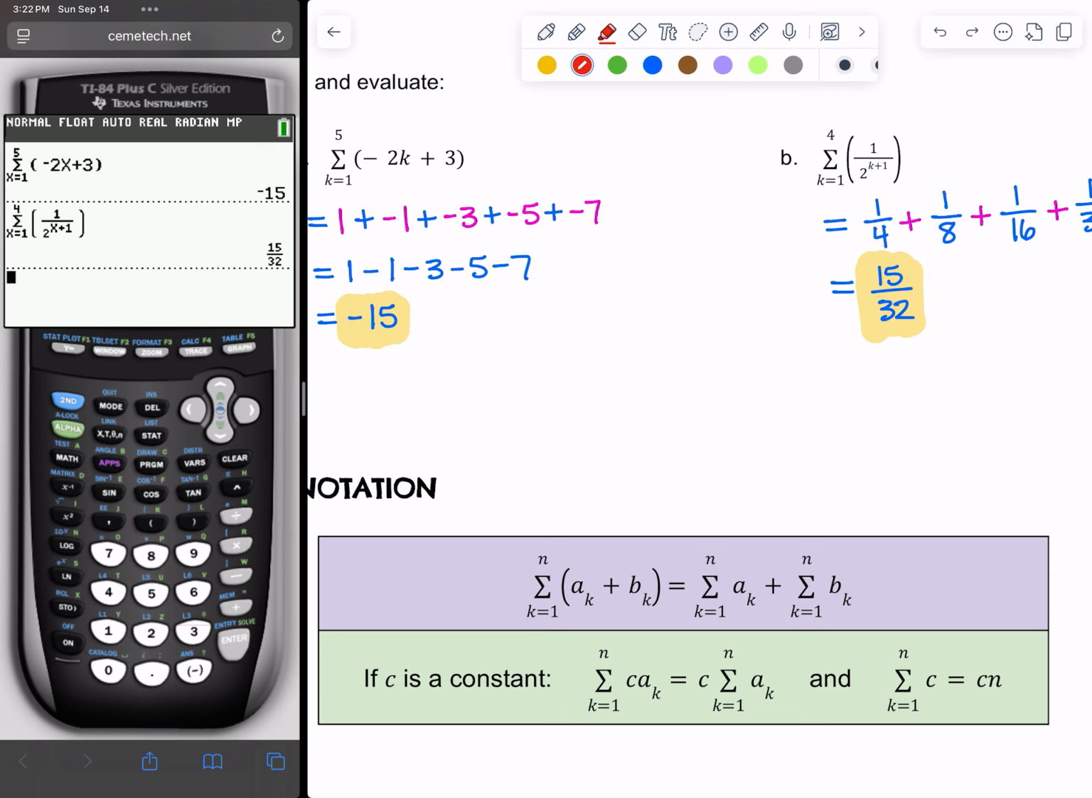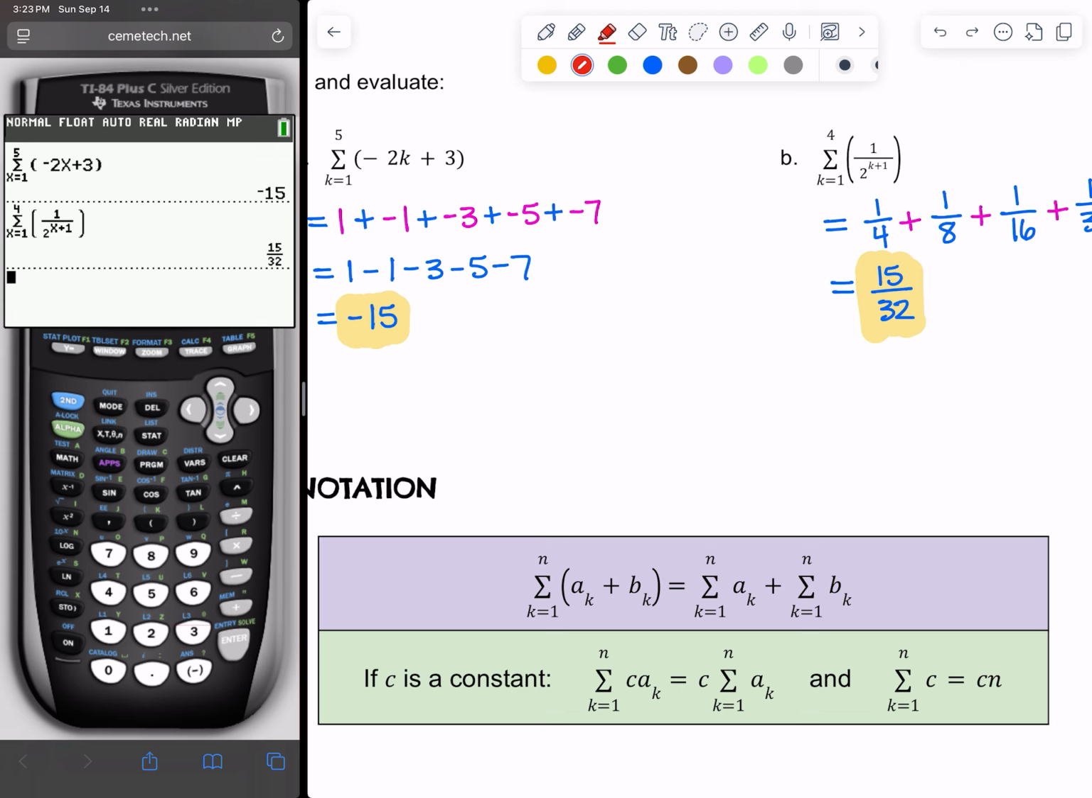The one part in green, it says if C is a constant, if you are taking the sum of a sequence that's being multiplied by a number, for instance here, the constant C is being multiplied by the sequence A sub k. That is the same thing as finding the sum of the sequence first. So finding the sum of A sub k first, and then multiplying it by the C after I get done finding the sum.